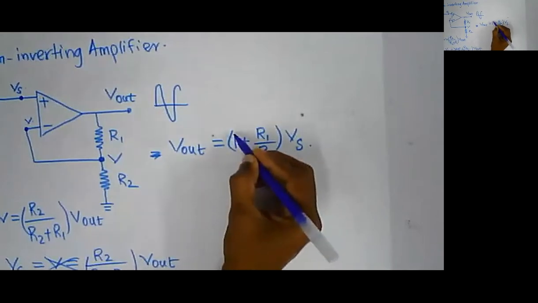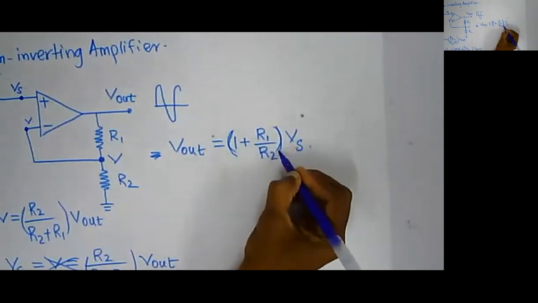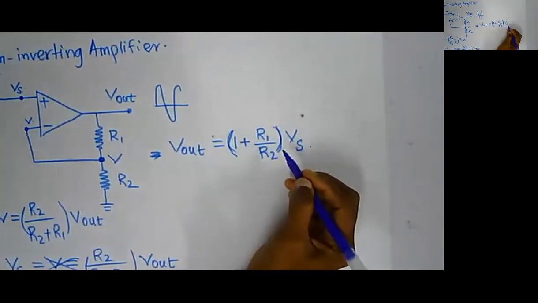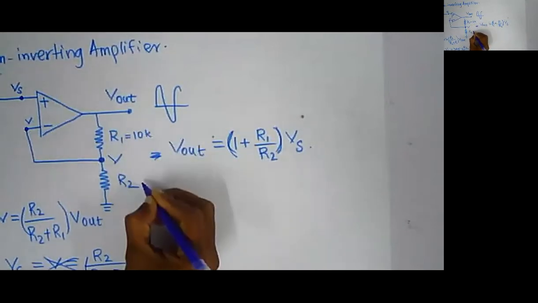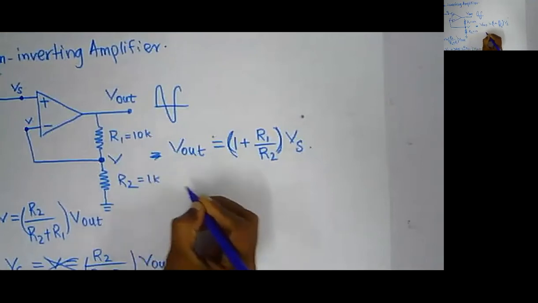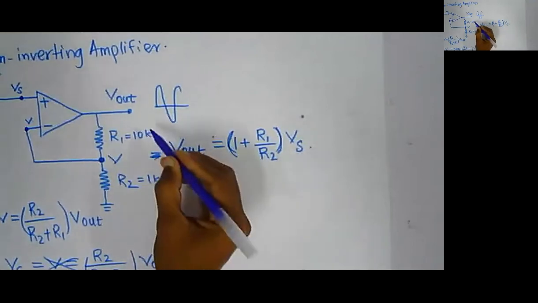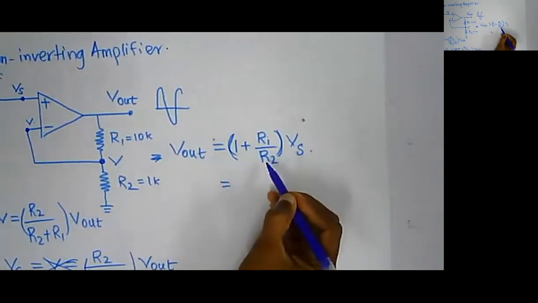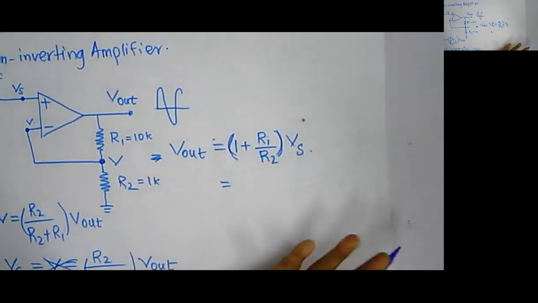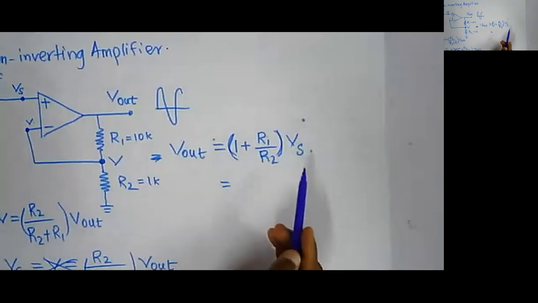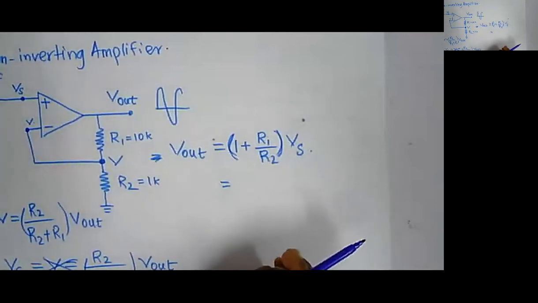And again, the gain will be equal to 1 plus R1 by R2. For example, if R1 is 10 kilo ohm and R2 is 1 kilo ohm, then your gain will be 10 by 1, which is 10, plus 1, into Vs, right? So your voltage gain will be 1 plus 10, 11. Clear?